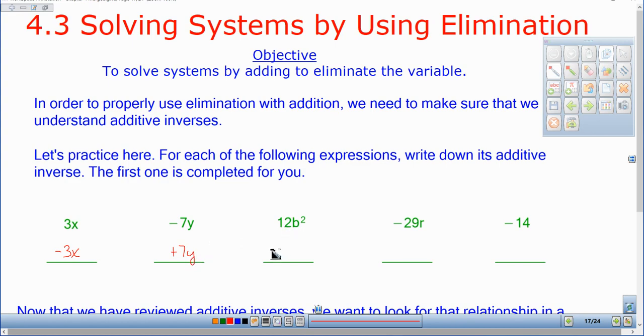12b squared, negative 12b squared. Negative 29r, positive 29r. Negative 14, positive 14. Now the reason these will eliminate is because if I would add these two terms together, I would always get a 0 for every one of those.